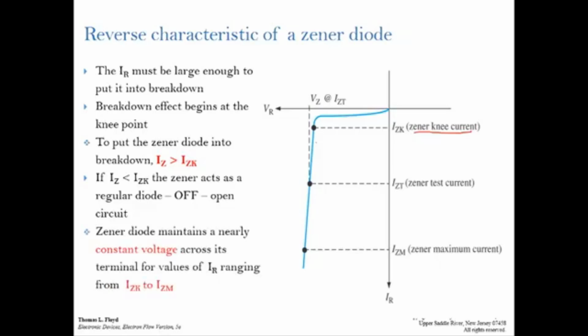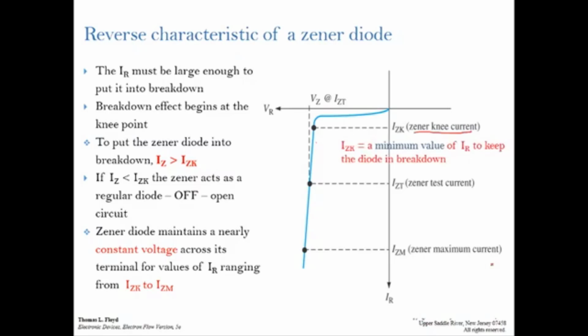The Zener diode maintains a nearly constant voltage across its terminals for values of IR ranging from IZK to IZM. IZK is the knee, the starting point where the current starts to flow. IZM is the Zener maximum current. This is the limit of the current that can flow across the diode. Above this current value, the Zener diode will break down, so there will be damage and it cannot be used anymore.